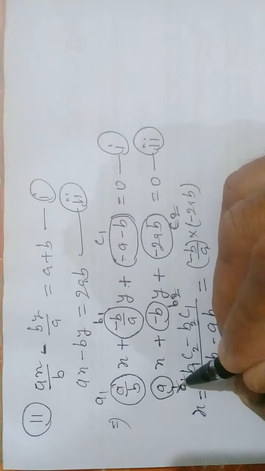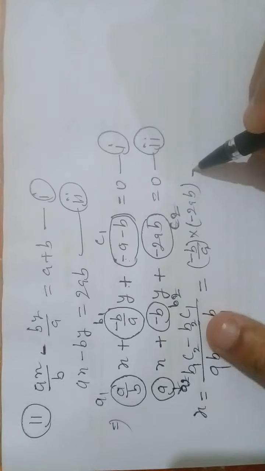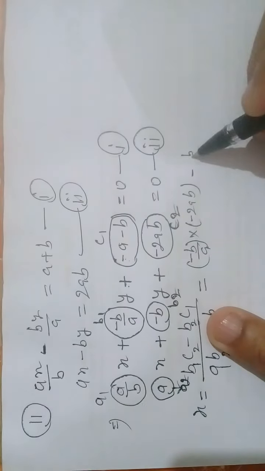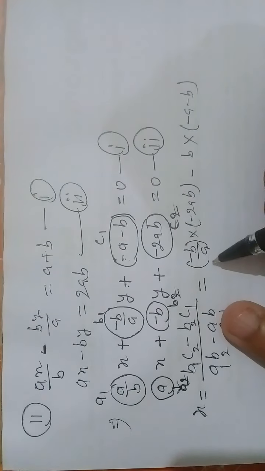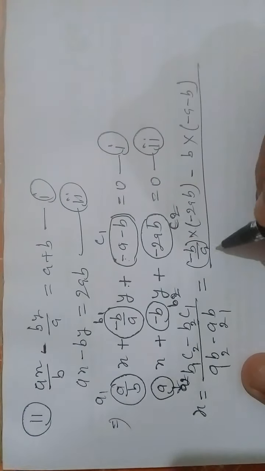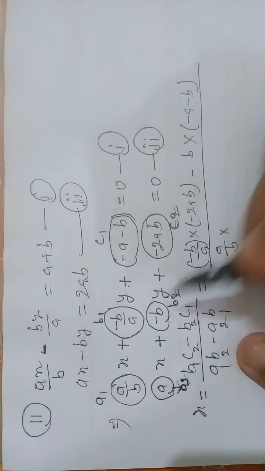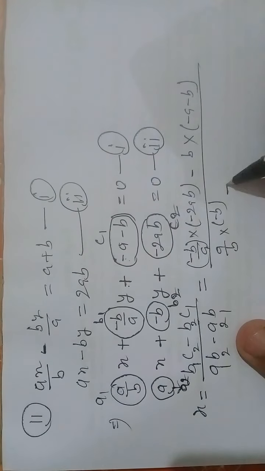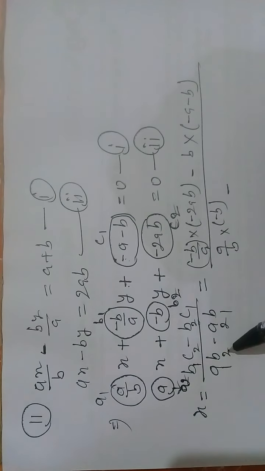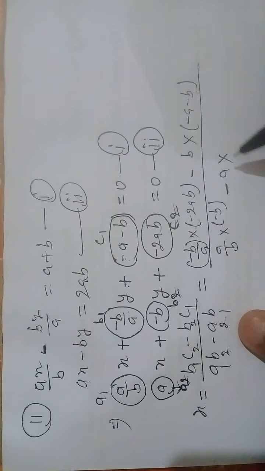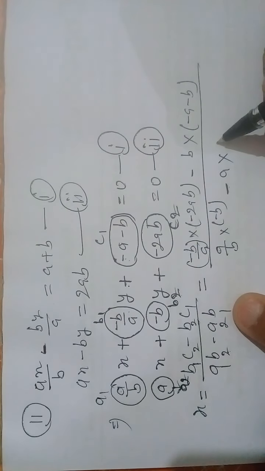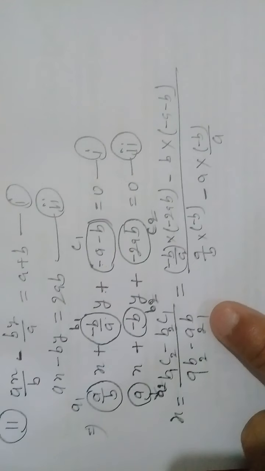b1 is minus b by a into c2 is minus 2ab, minus b2, where the value of b2 is minus b, into c1, which is minus (a plus b), over a1, which is a by b, into b2, minus b, minus a2, which is a, into b1, which is minus b by a. Now solving this.